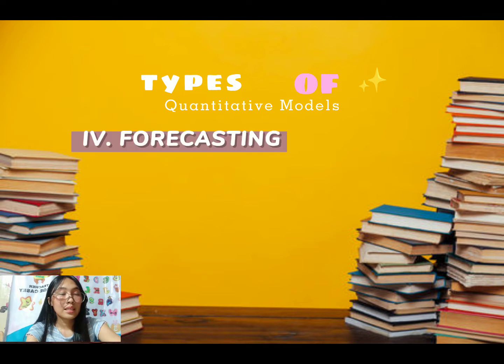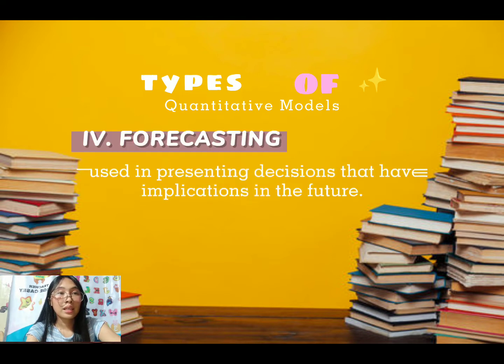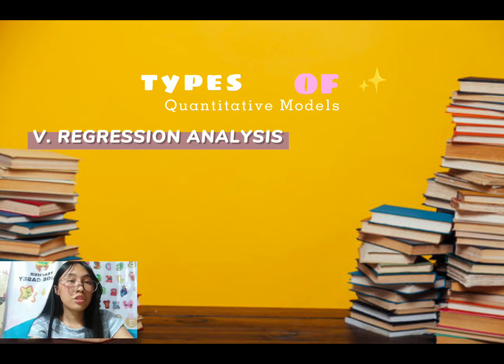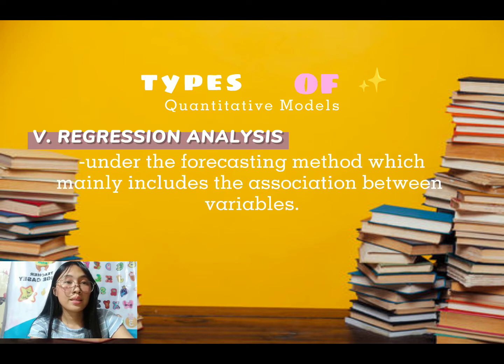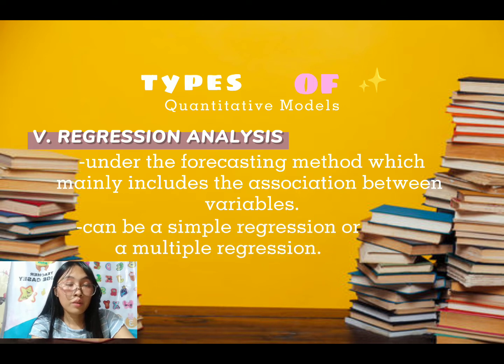Now, the fourth one is forecasting, and this is used in presenting the plans or the decisions that have implications in the future. This can also be used in indicating the plans, the future projects, the anticipated events, even the allocation of funds for the next 10 years or for the future time. The next one is the regression analysis. Regression analysis is actually under the forecasting method that involves the association between 2 variables or more. If there is only a single variable involved, then it's called a simple regression, while if there are 2 or more variables, then it can be called the multiple regression.